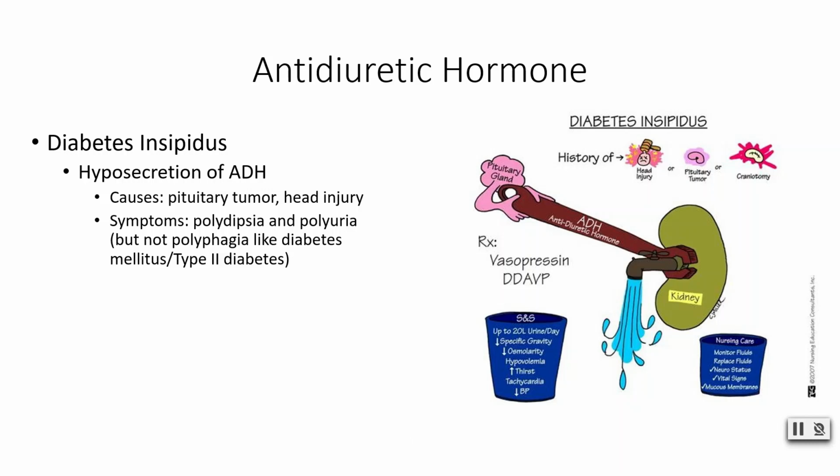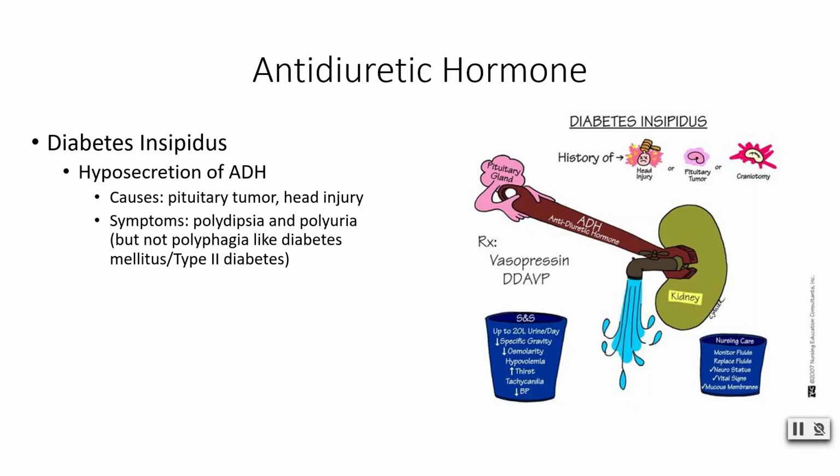So a lot of times you'll hear people talking about diabetes. If you suffer from diabetes, then you're going to have polydipsia, polyuria, polyphagia, the 3 P's. Well, that's type 2 diabetes. It's diabetes mellitus, the one that's associated typically with being overweight and having a poor diet. Diabetes insipidus has nothing to do with nutrition, anything like that. This one is due to hyposecretion of ADH. So although you see the polydipsia and the polyuria, you do not see the polyphagia.